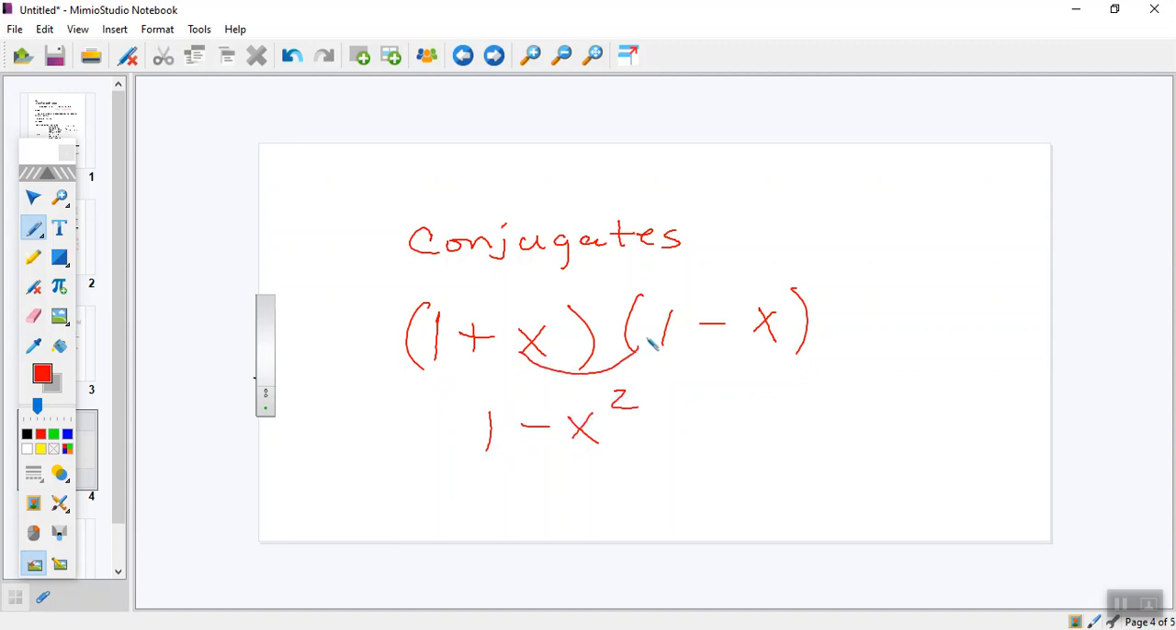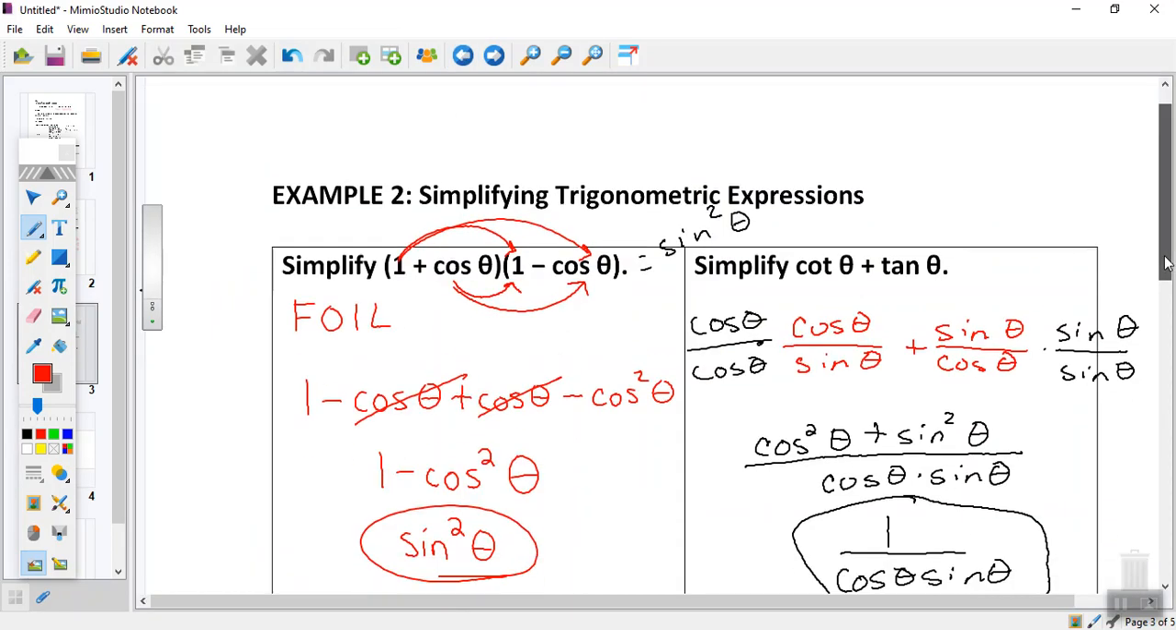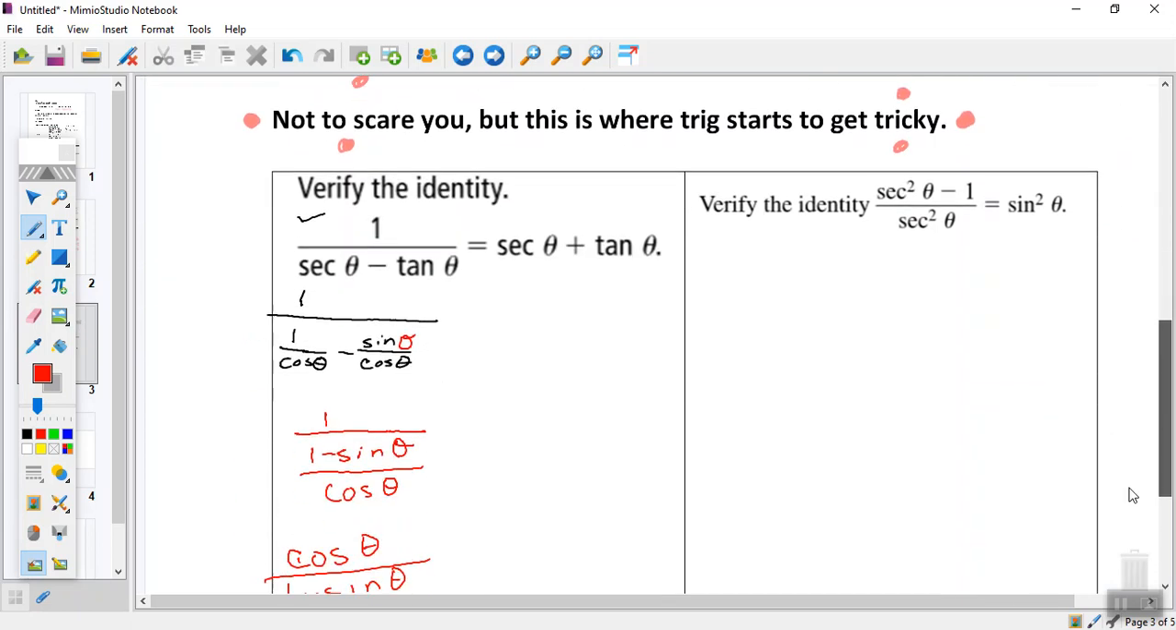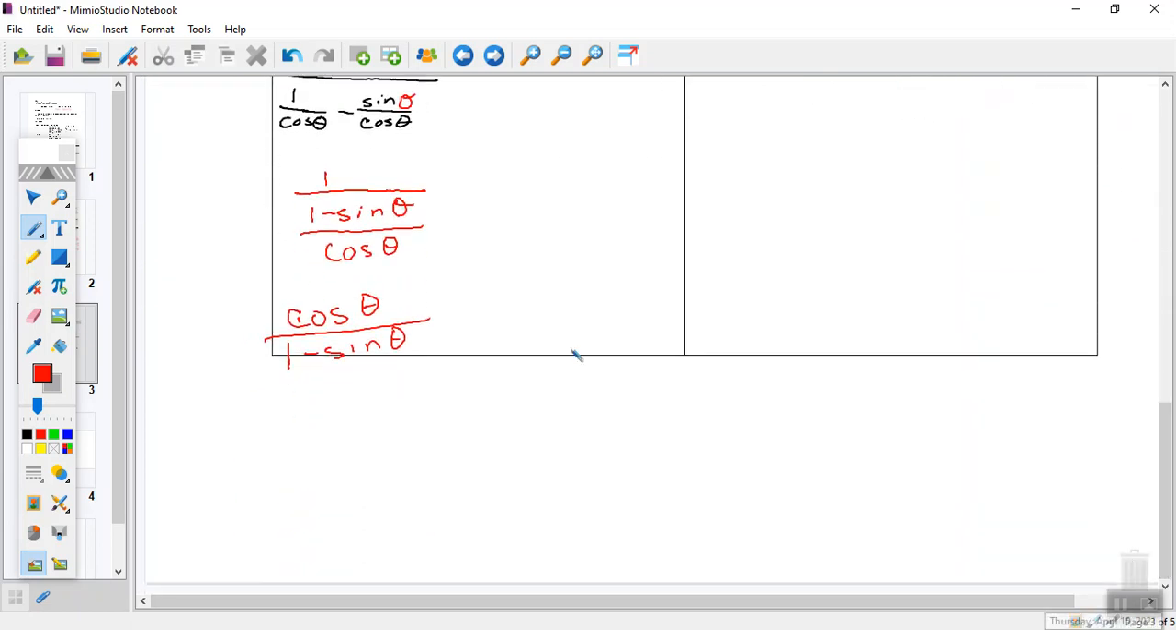Because the positive 1x in the middle and the negative 1x on the outside would do what to each other? Anytime, kids, anytime you see something like this, with the situation we're in right now, down below we have 1 minus sine theta. That 1 minus a trig function is a dead giveaway to use a conjugate. What we're actually going to do is multiply both the top and the bottom by 1 plus sine theta. And let me show you why we're doing this.